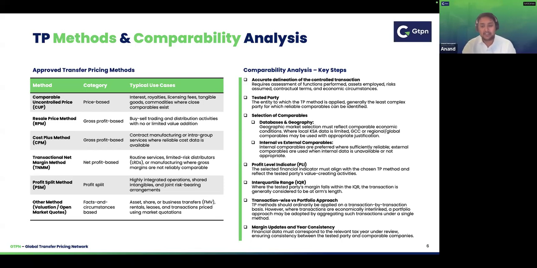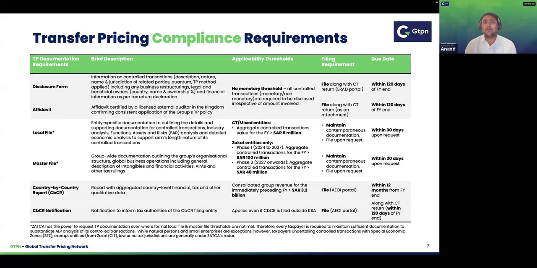Now, moving on to the next slide, now that we have a clear understanding of the methods, comparability, and the overall framework, we would like to understand the whole set of compliance requirements we have in Saudi. And I would request my partner Praneeth to take it up.